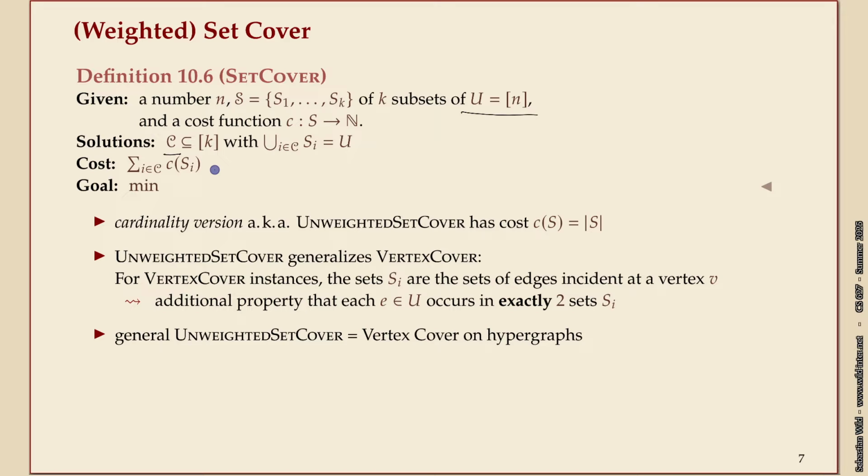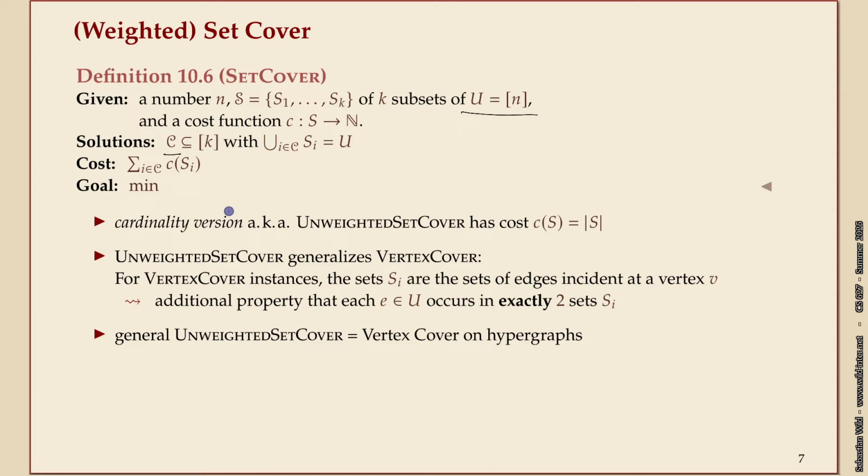Clearly, for an input to make sense, we would want that at least if I take all of the k sets, they cover U, otherwise the problem is not feasible. Then certainly we can minimize, because I can always take all sets. And we assume the costs are weakly positive, say.